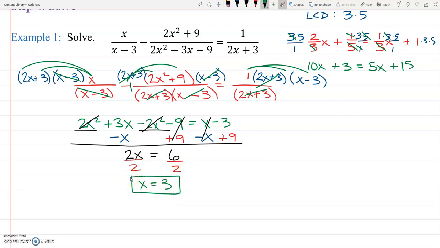It's just amazing to me that if you took that 3 and plugged it into every x up in that problem, it would create a true statement. But that is how you solve rational equations.